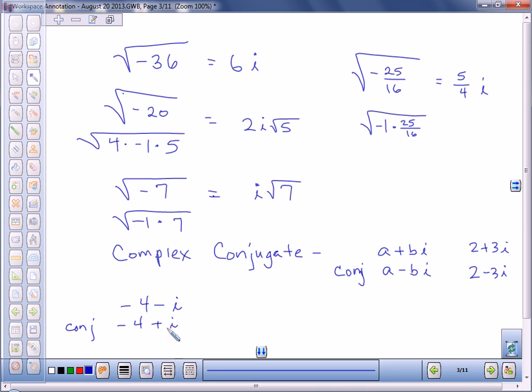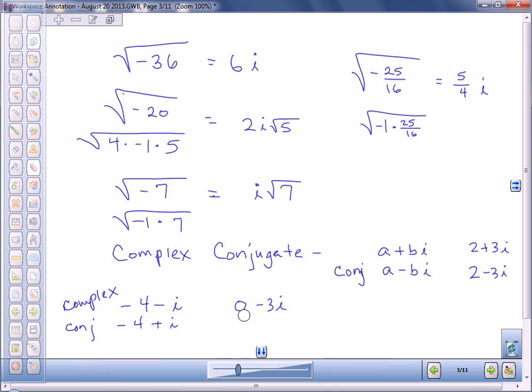So let's say I gave you the complex number negative 3i. You might think that's imaginary, but could I think of it as 0 minus 3i? And then it would fall in the complex. But if I was classifying it, I would call it imaginary. What would the conjugate be though? 3i. Just the opposite.